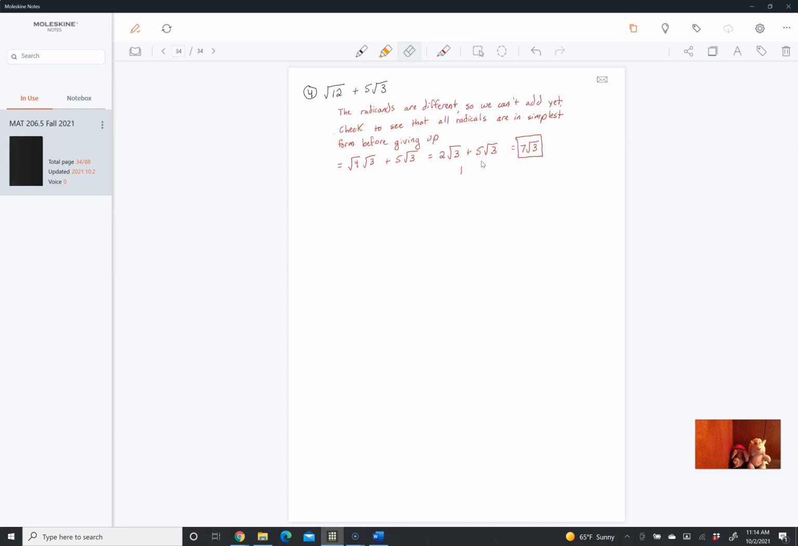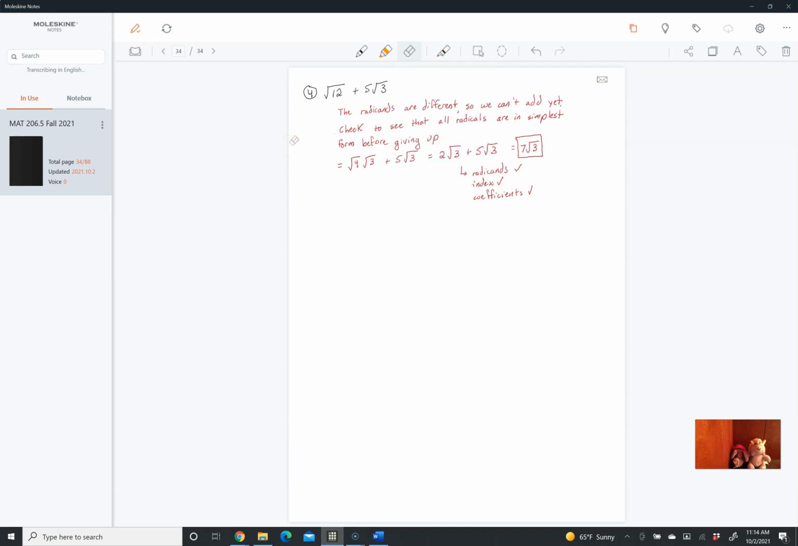So from here, the radicands are the same. The index is the same. And the coefficients are like terms. So we know that we can add at that point. Okay, so again, before giving up, make sure that you reduce your radicals. Okay, let's take another one.